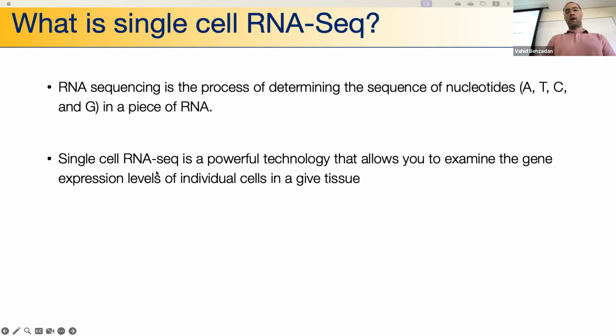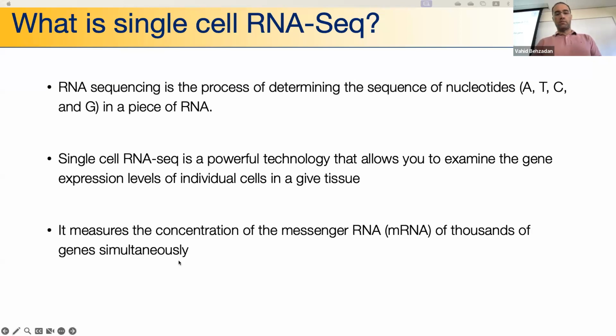So single-cell RNA sequencing is actually sequencing the RNA for every single cell. So you take a sample from a tissue, and you pick every cell, and then you study the transcription within every cell. And it's a powerful technology that allows you to examine gene expression levels, and by gene expression, I mean which genes are copied and in what quantity, right?